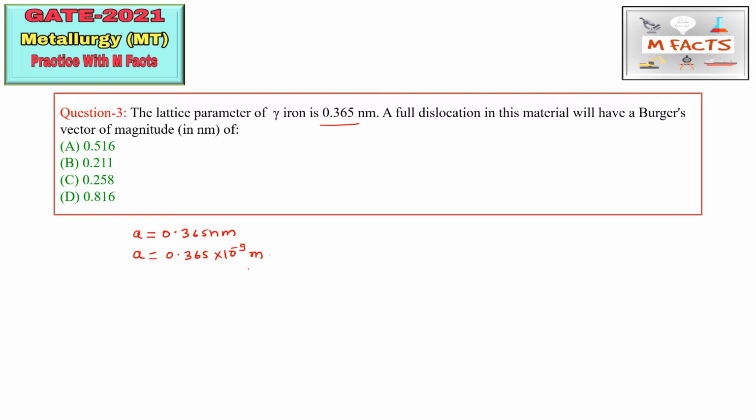So a full dislocation in this material will have a Burgers vector of magnitude in nanometers. In the question they are asking in nanometers, that's why we will put the value in nanometers only. They are asking the Burgers vector value, so the b value. What is the Burgers vector? In this question they are asking about the magnitude of the Burgers vector, so how can we find it? You know the lattice parameter of gamma iron. Gamma iron is basically an FCC structure.